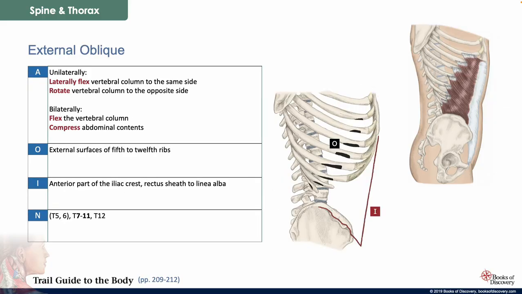The external obliques. So we have internal, which is in the body more. External is going to be more superficial. This is the side of your abs. So your best bet to strengthen this is to do side crunches. So unilaterally, by itself, it's going to laterally flex where you get your side crunch. It also will rotate. So if you want to really get into it, you can do a rotation.